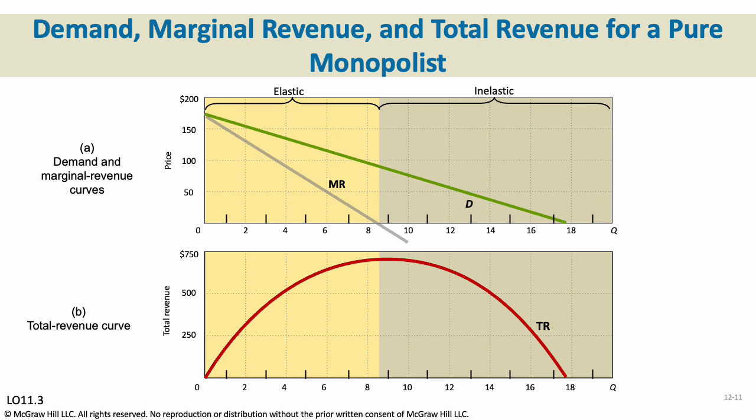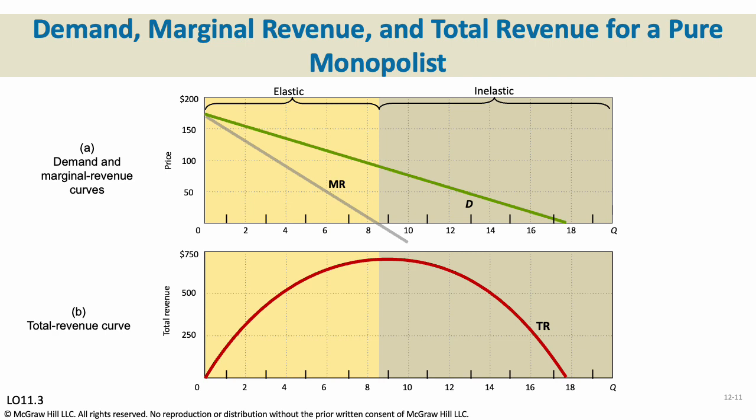When total revenue reaches its maximum, marginal revenue is 0, and then it becomes negative. So there's no supply curve for the monopolist. The reason being, there's no relationship between price and quantity supplied because we're the only game in town. We don't have a supply curve.